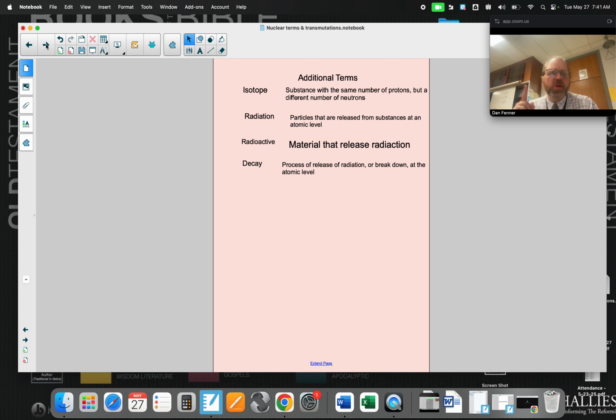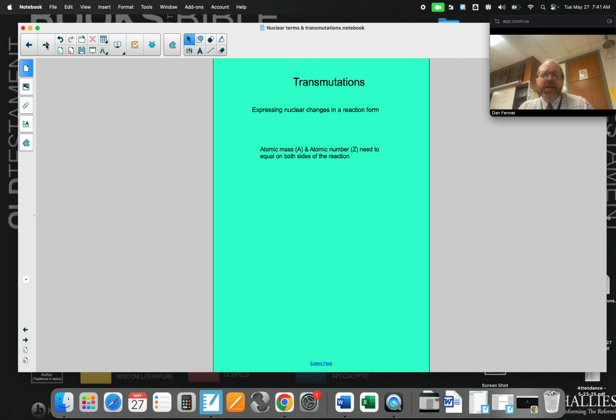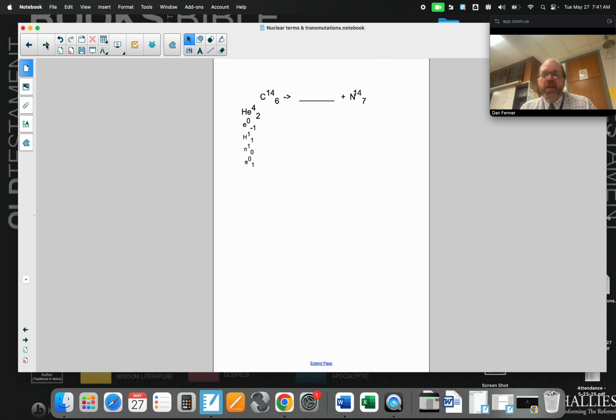All right, good. Last thing we're looking at then is called transmutation, expressing nuclear change in a reaction form. Now, remember, we're talking atomic mass and atomic number to be equal on both sides of the reaction. So we take the atomic mass, the number of protons and neutrons, and atomic number, the number of protons, and make sure they're the same on both sides. All right, so let's take a look at one. Here we have a carbon molecule, carbon 14 actually, because it's a radioactive isotope here. We use this in carbon dating.